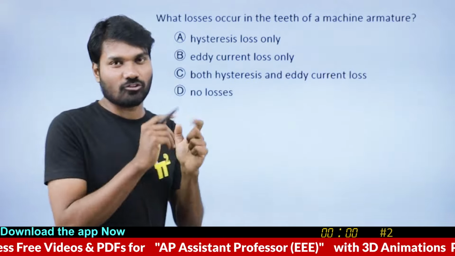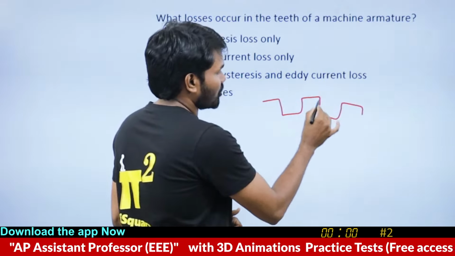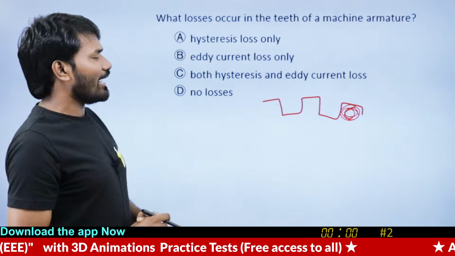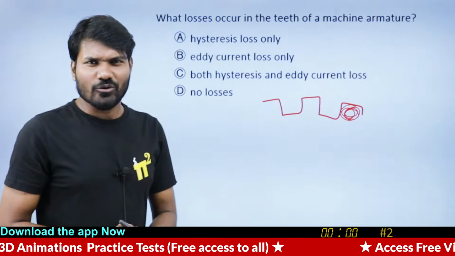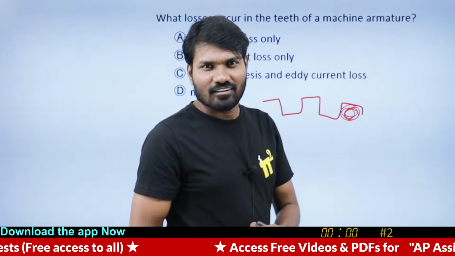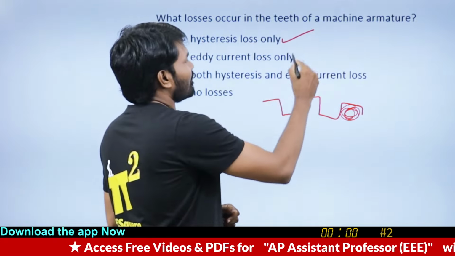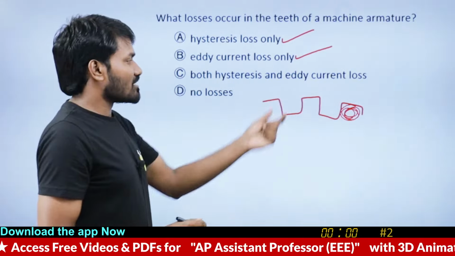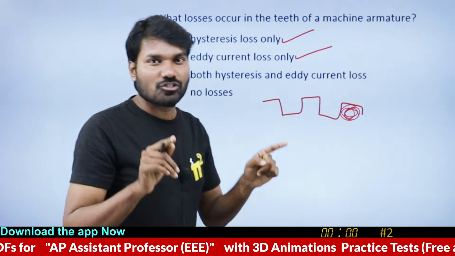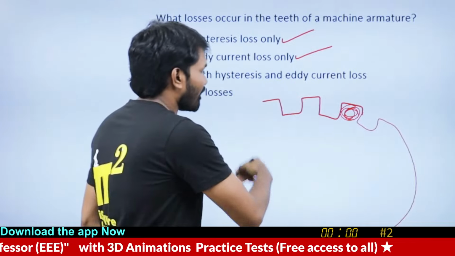What are the teeth of the armature? This portion, this area. Do you think in this portion only eddy current losses are there? No hysteresis losses? You will have hysteresis as well as eddy current, because the teeth are a part of your armature core.